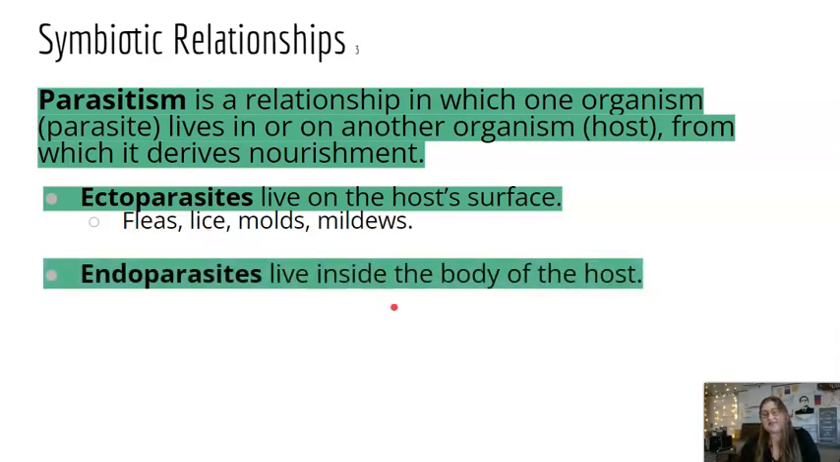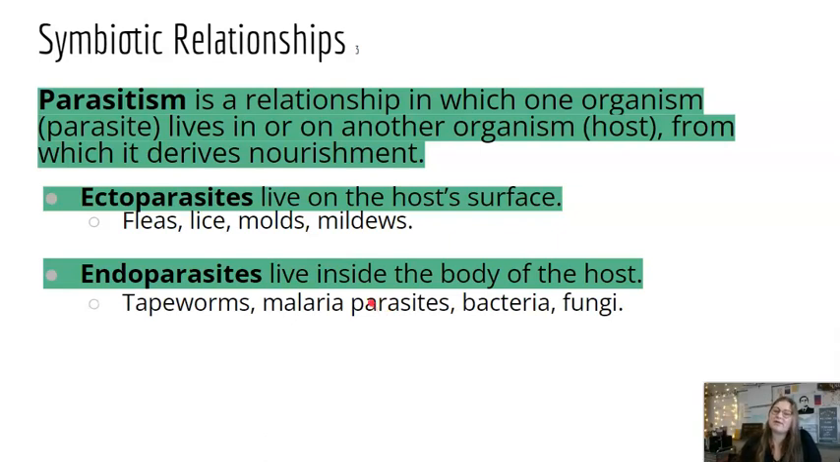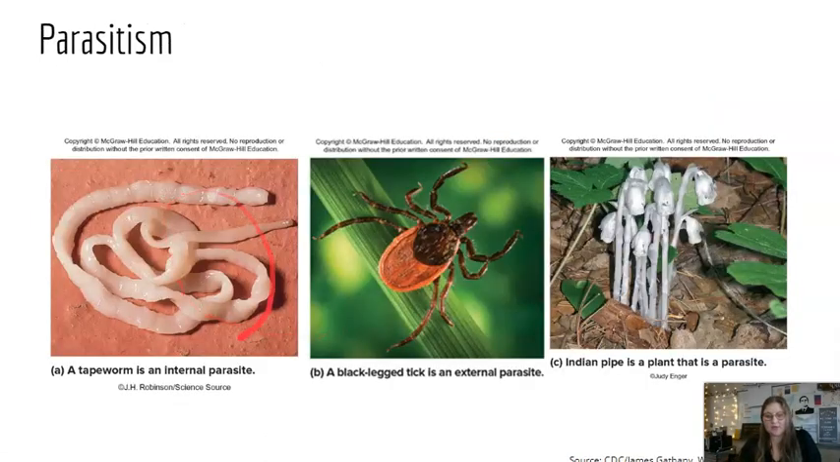Then endoparasites. These are parasites that live inside the body. Endoskeleton, we have an endoskeleton. It's inside our body. So tapeworms, malaria parasites, bacteria, and fungi are all examples. So a tapeworm is an endoparasite.